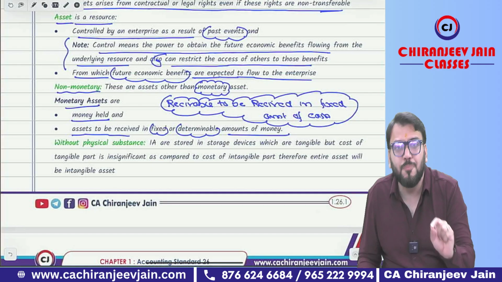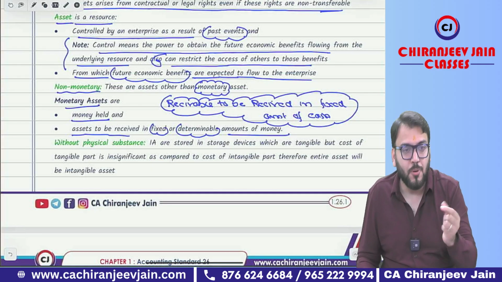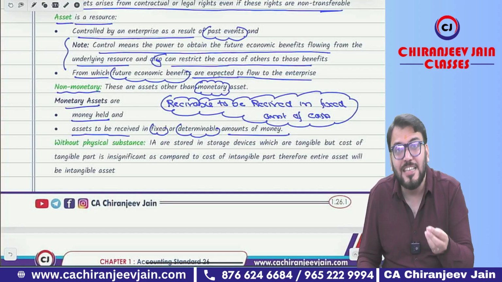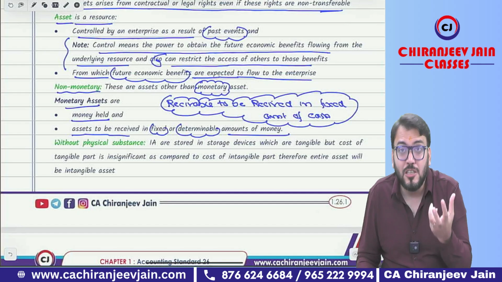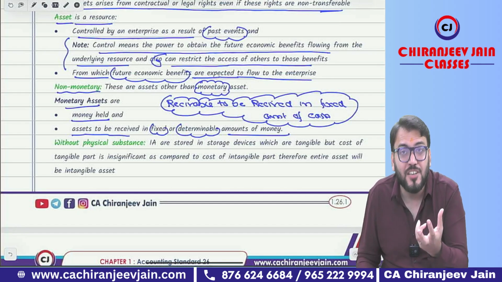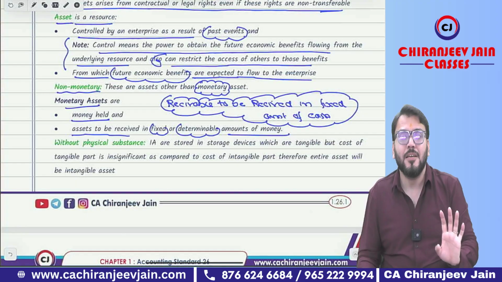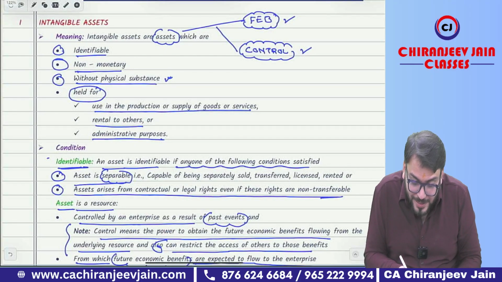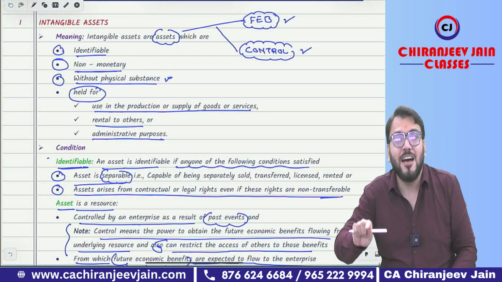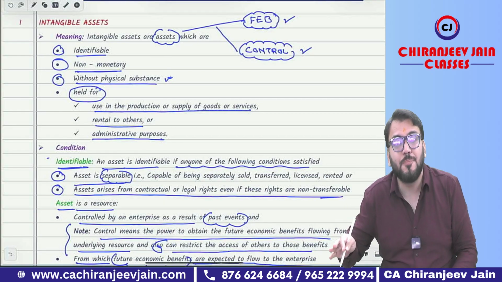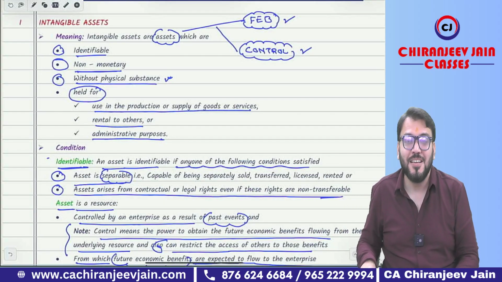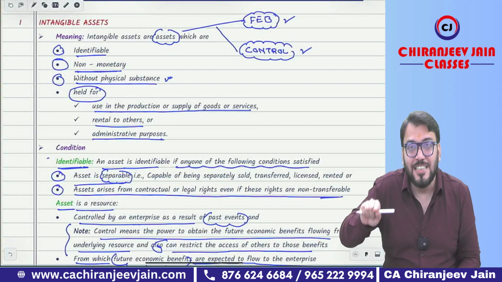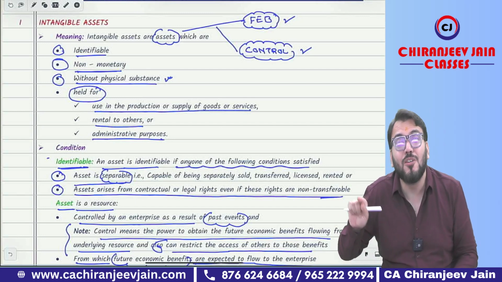PPE, property, plant and equipment, is also a non-monetary asset. So property, plant and equipment does not represent any fixed amount of cash. Similarly, an intangible asset also does not represent any fixed or determinable amount of money. Why include this word in the definition? What is the intention? Monetary assets are outside the scope of this chapter, even though they are intangible items, and therefore they said an intangible asset cannot be a monetary asset. Intangible assets are only non-monetary assets.